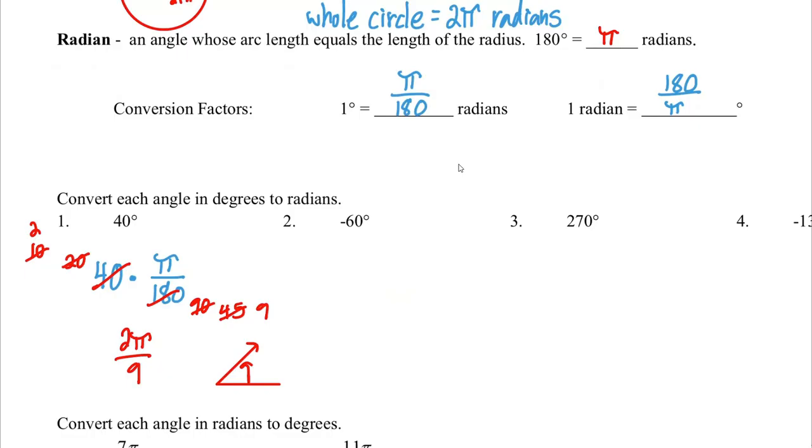So let's do it with -60. So we have a -60. Again, we are converting into radians, so we'll multiply by pi over 180. And what are both of these divisible by? They are both divisible by 60. So this is going to be -1, and this would be 3. So we can write this as -1 pi over 3 or just -pi over 3.